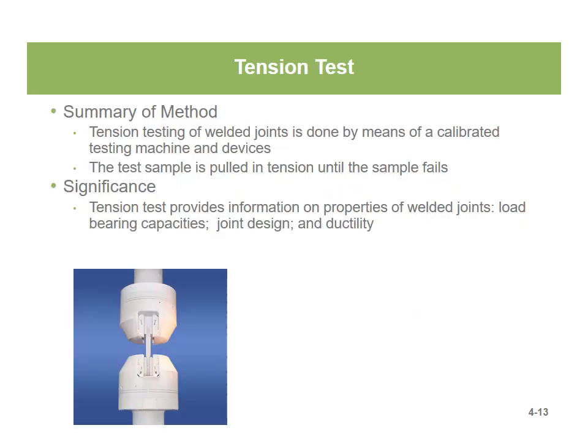The tension test, summary of method. Tension testing of welded joints is done by means of a calibrated testing machine and devices. The test sample is pulled in tension until the sample fails. The significance: tension test provides information on properties of welded joints, load-bearing capacities, joint design, and ductility.